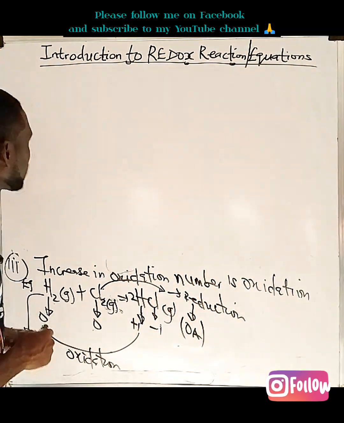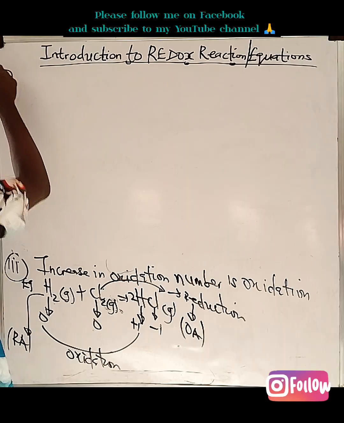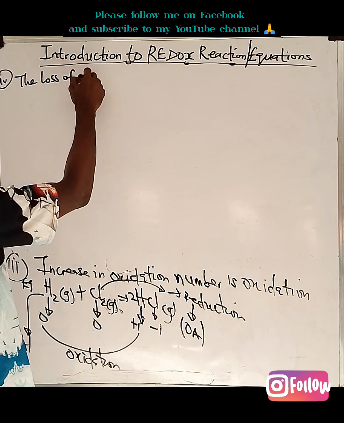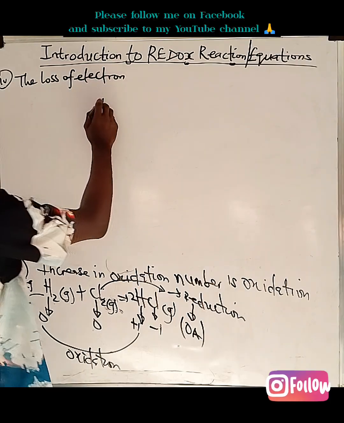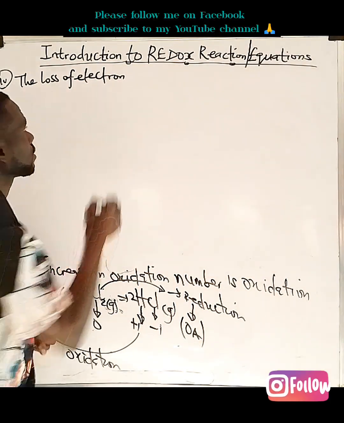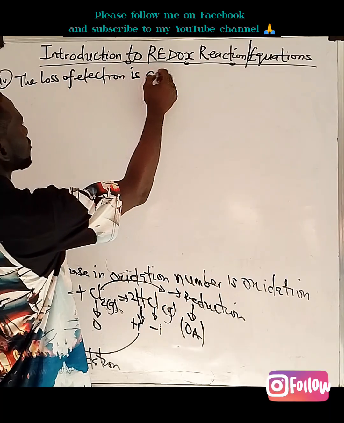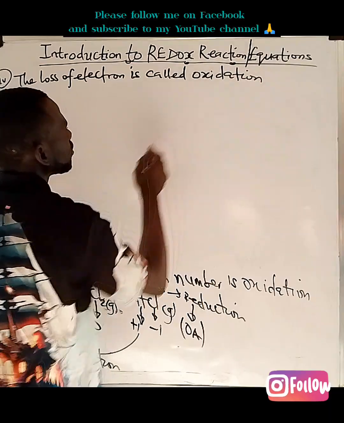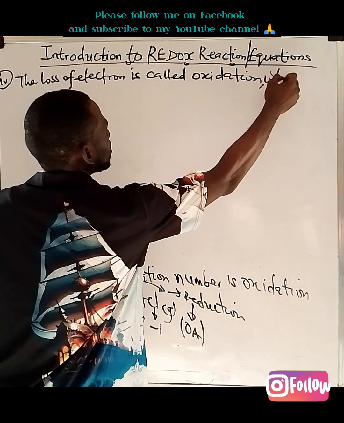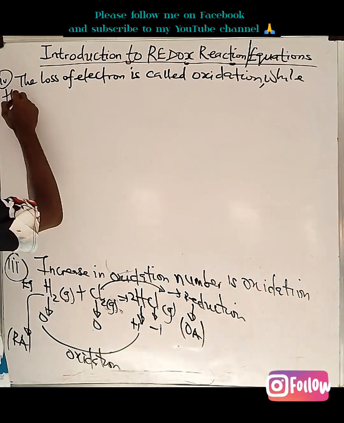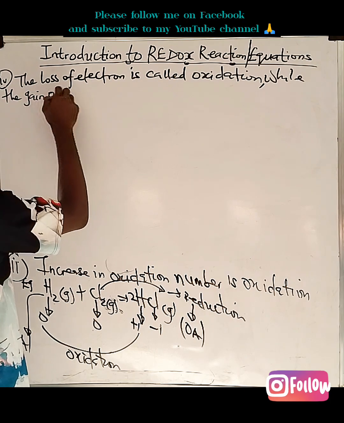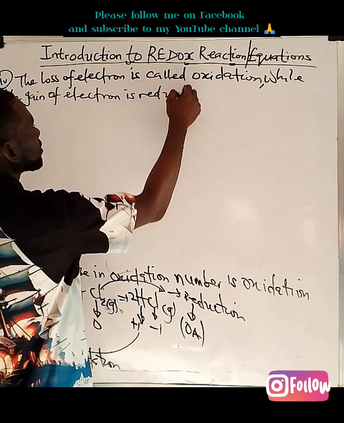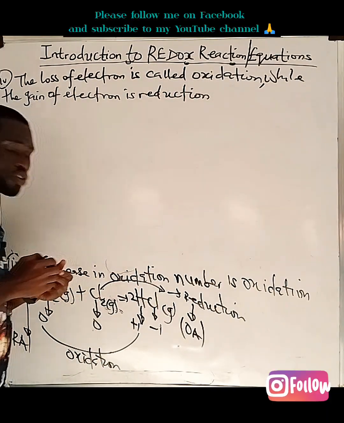Okay, here's the final point. Now the fourth point is this. The loss of electron by a given atom of an element is called oxidation. When an electron is lost, we call it oxidation, while the gain of electron is reduction. Now don't forget, that's how we call this redox, reduction oxidation.